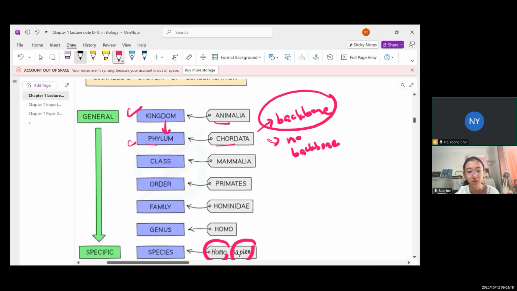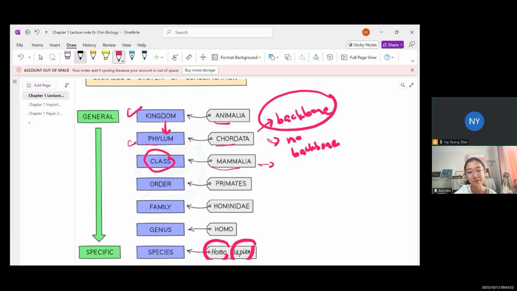Animals with backbones are further classified into classes. Actually, we have a few classes, but mammals is one of them. We call it Mammalia. Mammals have their characteristics: they will have milk, and they will give birth.